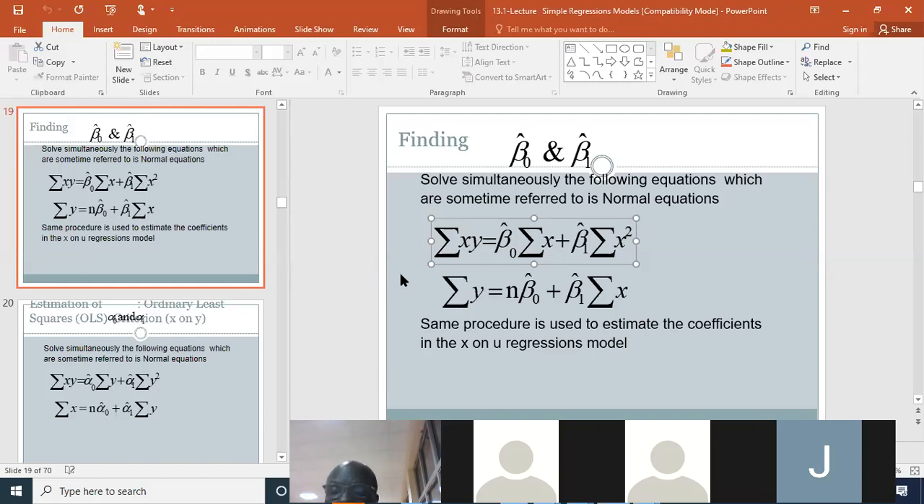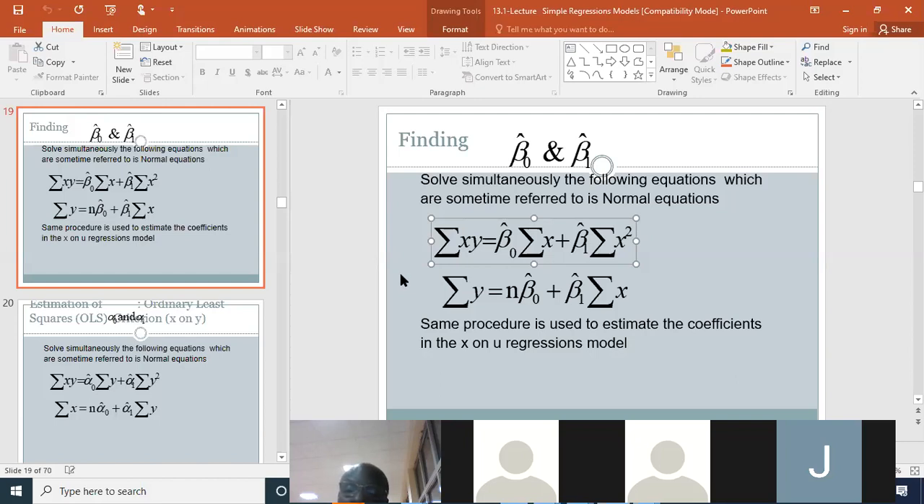Yes, sigma yx equals alpha cap naught sigma y plus alpha 1 cap sigma y squared. You know, x y or y x, it doesn't matter how you write it, that doesn't change, because x times y is the same as y times x. That's fine, that's good. Then the second one is what?